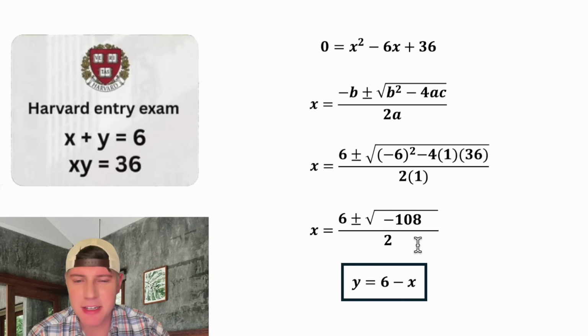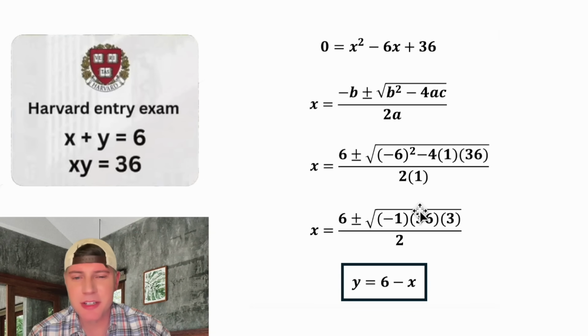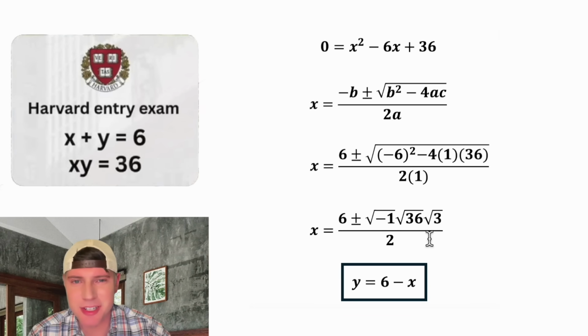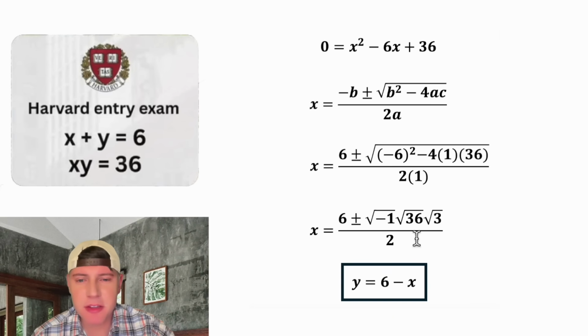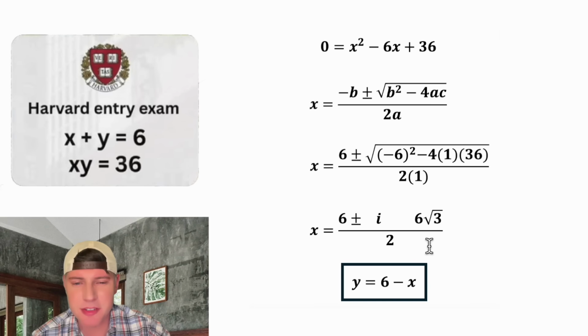Negative 108 can be broken down into negative 1 times 108, and the 108 can be broken down into 36 times 3. So we have the square root of negative 1 times 36 times 3. Each of these can have their own square root, so we have square root of negative 1, square root of 36, and square root of 3. We can think of the square root of negative 1 as the imaginary number i. Square root of 36 is 6, and square root of 3 is already simplified.